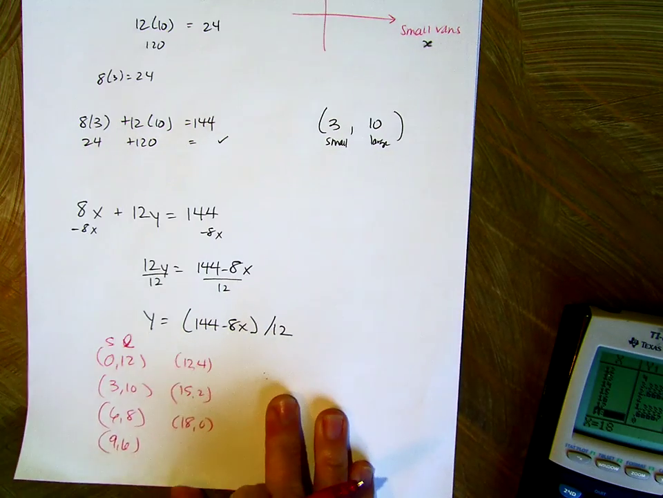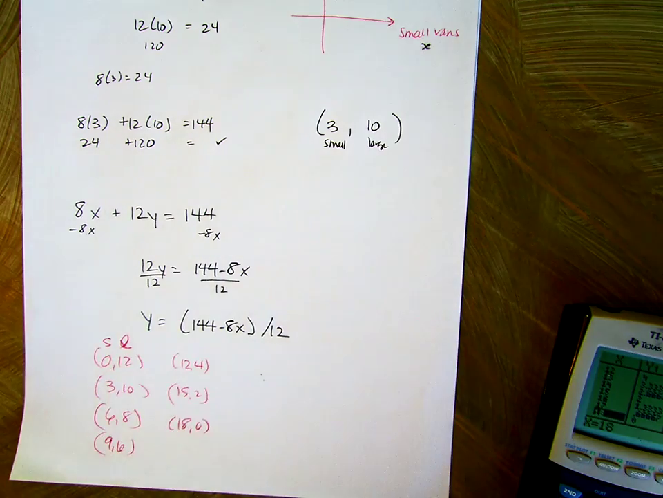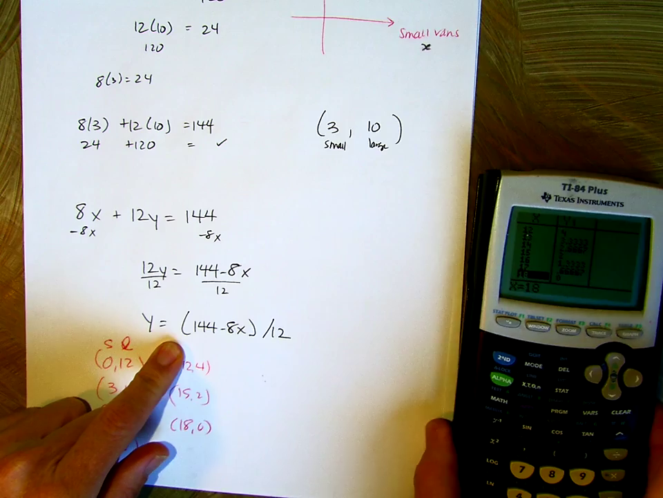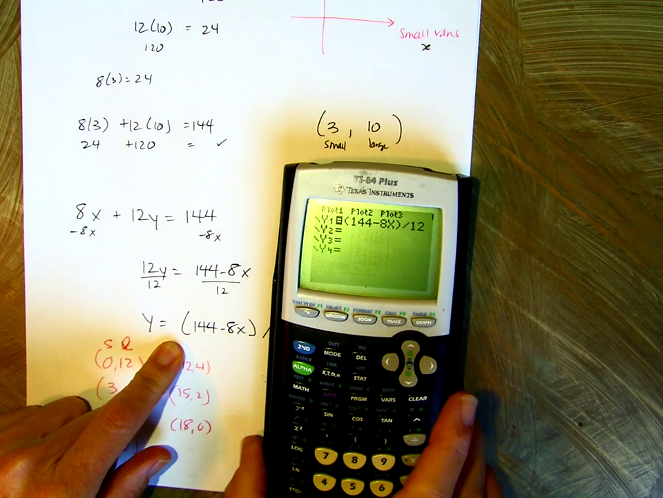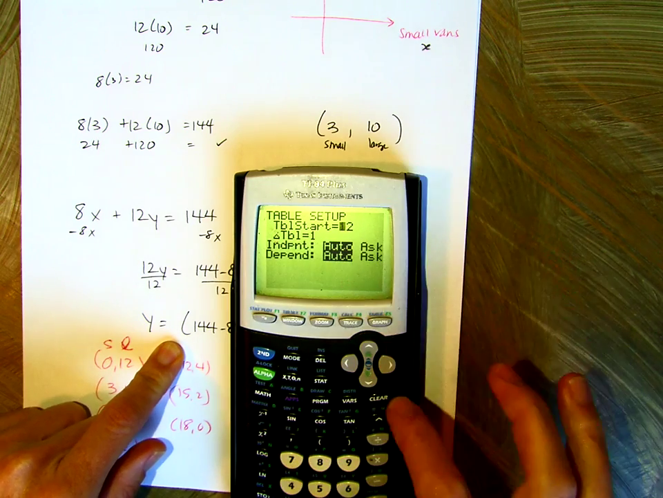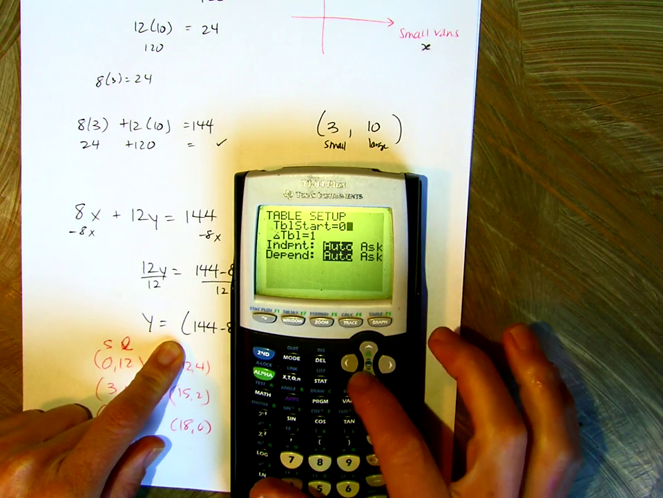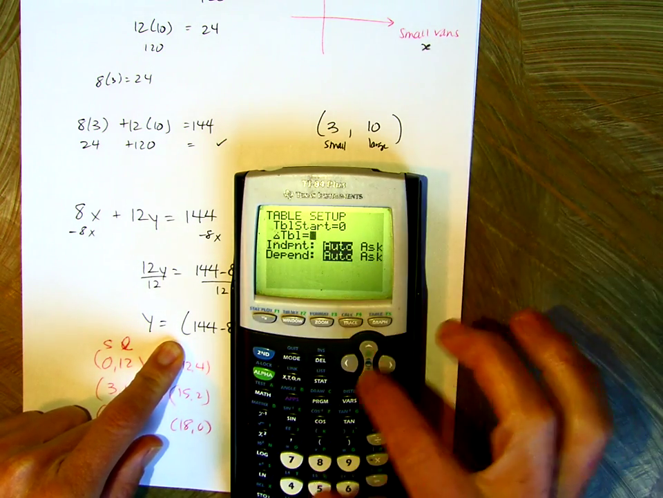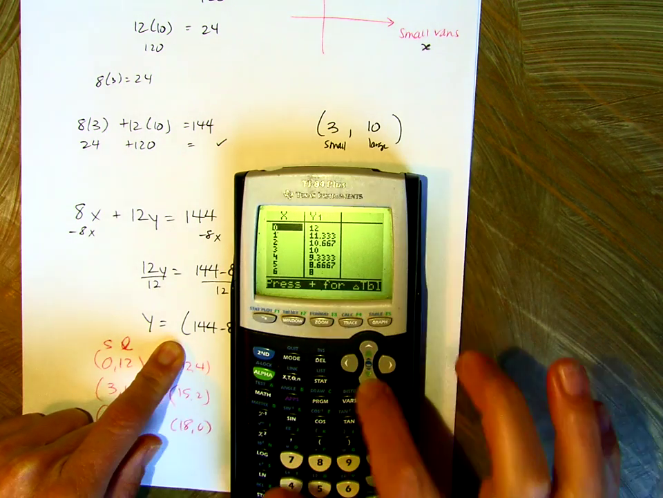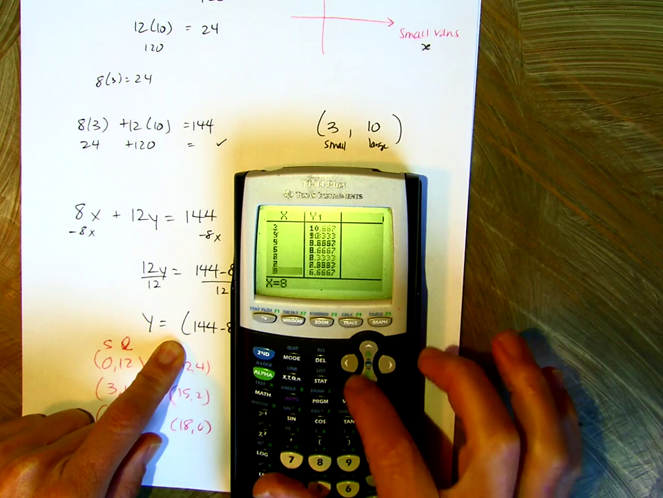So sorry about the funky trial and error business. I mean, you could do it, but I just feel like you have to play around. Here's a cool way to use your calculator. Get Y by itself, plug it into your calculator, set your table up. Our table wanted to start at 0. We wanted to go by ones. We wanted to do everything for us automatically. And then just look at the table and you can find all your integer combinations.